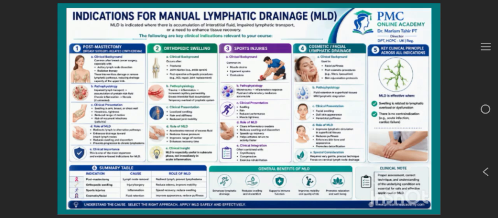So what is the role of manual lymphatic drainage here? First of all, it redirects lymph to alternative pathways, okay. Secondly, it enhances drainage toward intact lymph nodes. Third, it reduces swelling and discomfort. Fourth, it prevents progression to chronic lymphedema, okay. So, clinical importance: this is one of the most important and evidence based indications for MLD, okay.